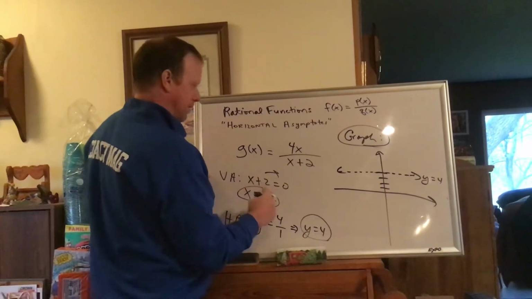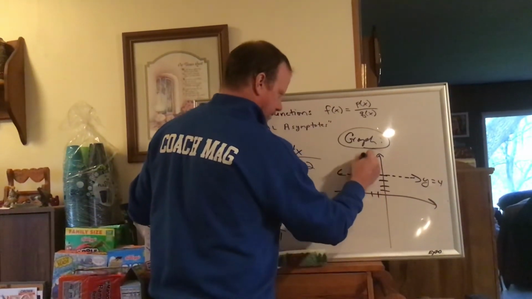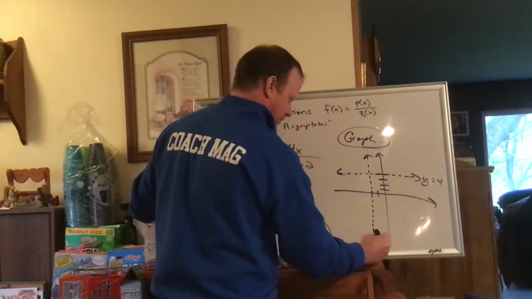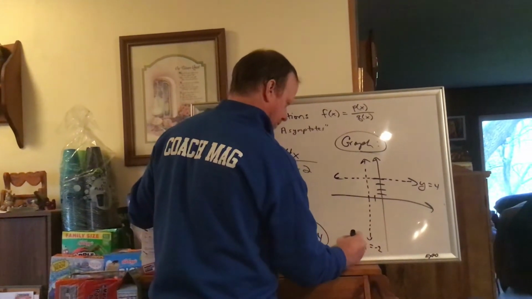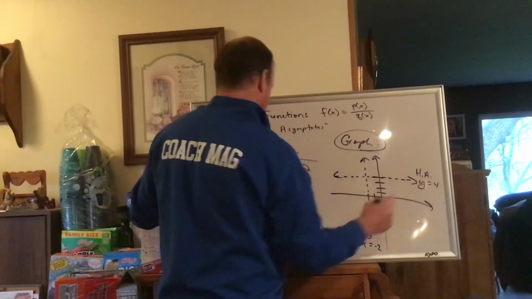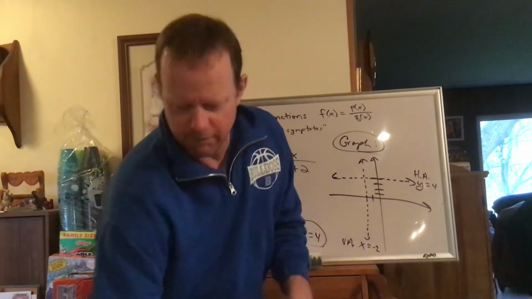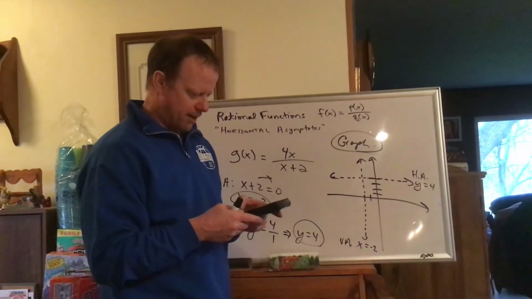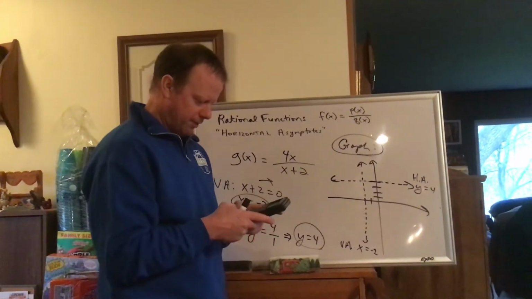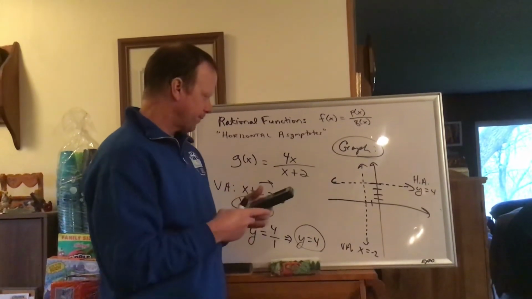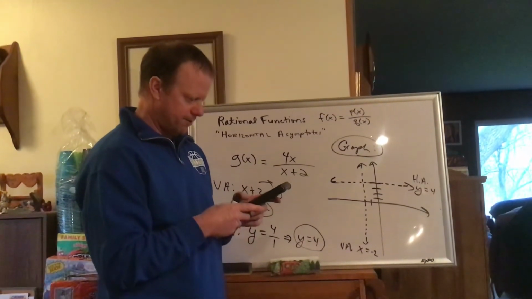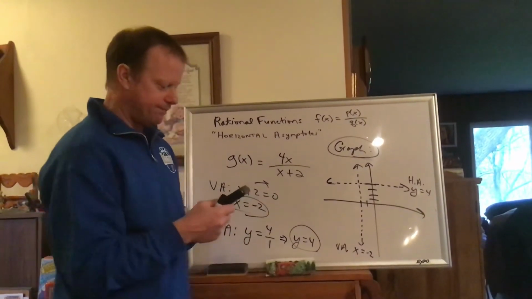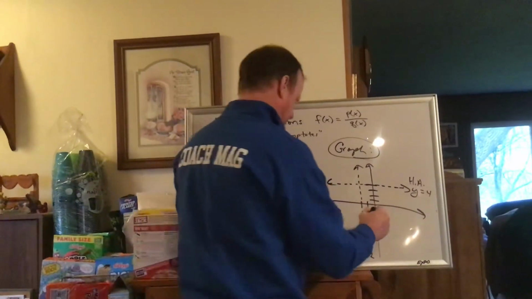There's a vertical asymptote at x equals -2. Horizontal asymptote at y equals 4. And then I'm going to grab the calculator and type this in. You can grab your calculator, type it in: y equals, I'm going to put 4x inside of parentheses, divided by the quantity x plus 2. So the x plus 2 I'm also going to put inside of parentheses. Hit graph, and that is looking something like this.